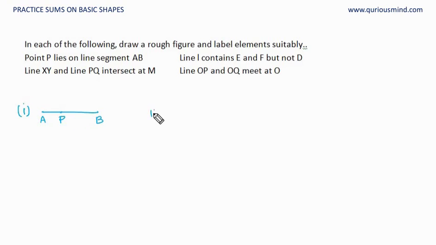So that is our first one, which is point P lies on line segment AB. The second one, line L, the small l, contains E and F but not D. So I'll draw a line L. A line is always indicated using two arrows at the end. And this is line L, and it contains points E and F. So E somewhere here, let's say F somewhere here, but not D. So the point D is outside the line, not on the line. That's our figure.